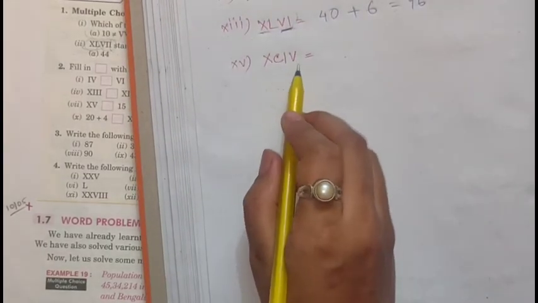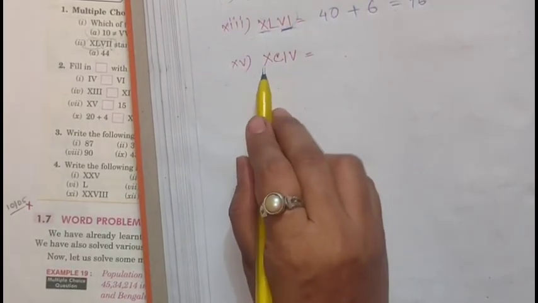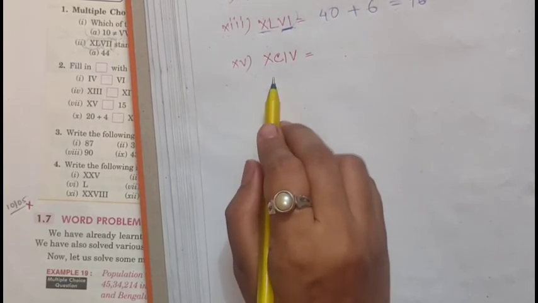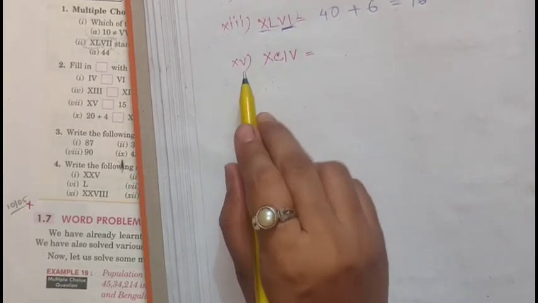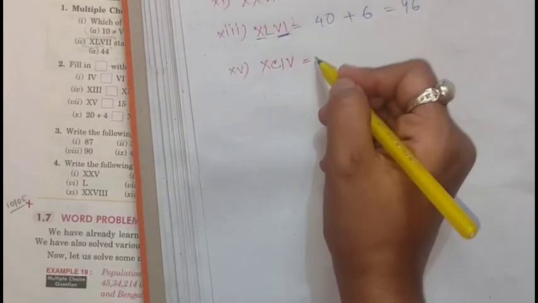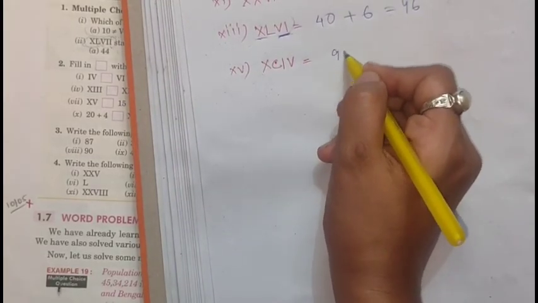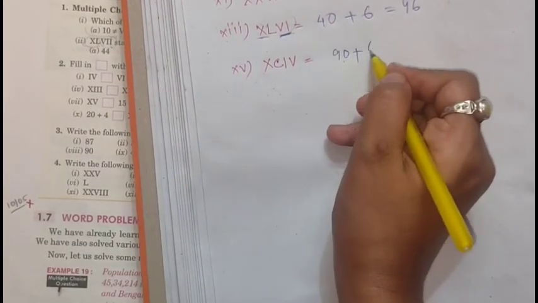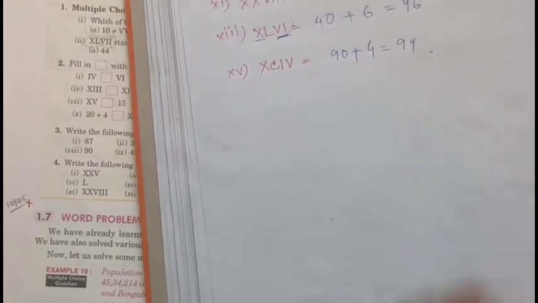Then X, C, I, V. XC. So X is for 10, C is for 100. So the smaller value is written at the left also. So we need to subtract 10 from 100. Then we will get 90, and I V is for 4. So 90 plus 4 is 94.